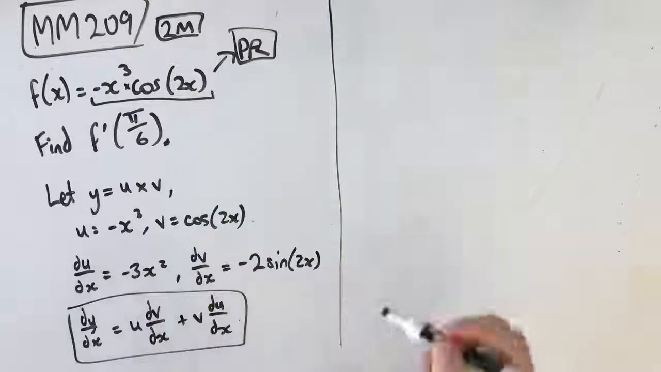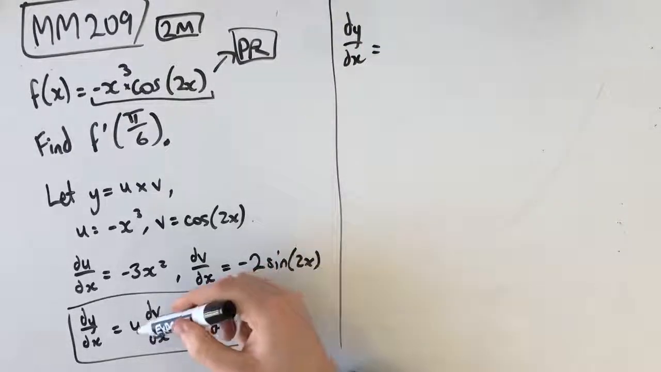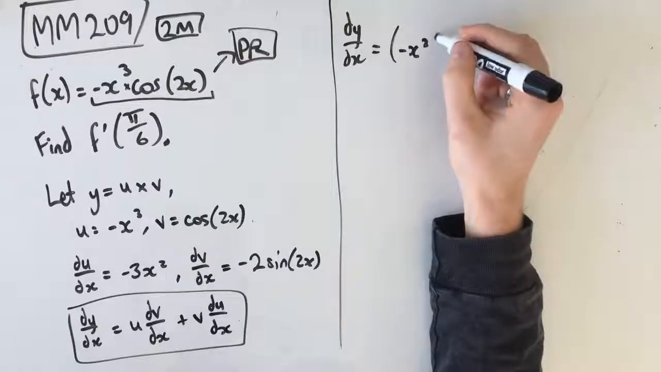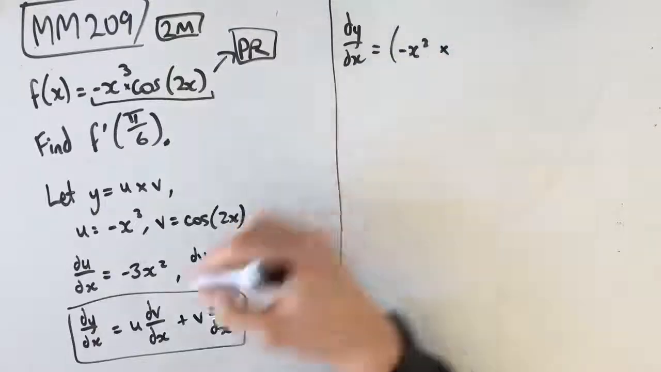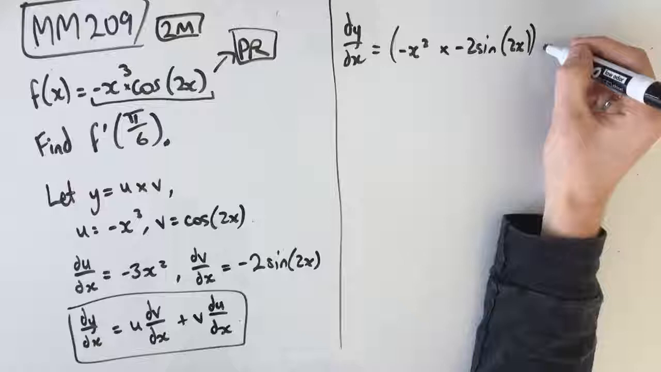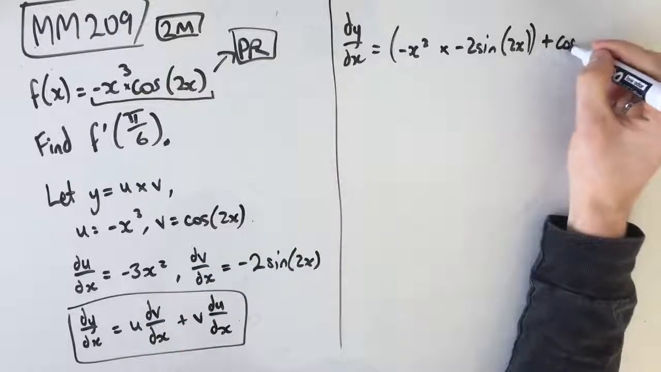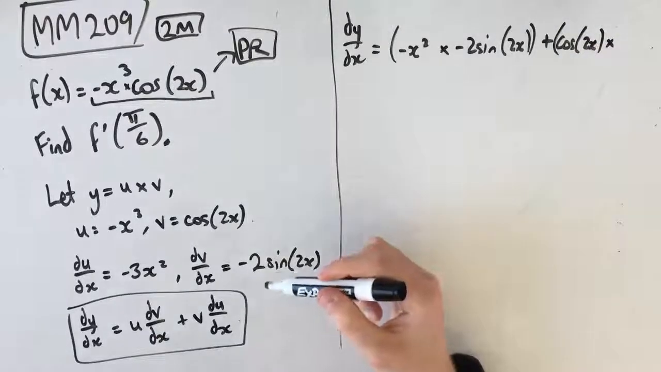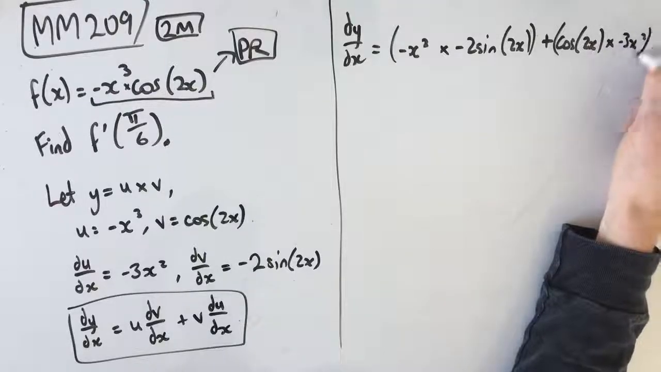So we're just going to take this, and we're going to say dy dx is equal to u, which is negative x cubed, multiplied by dv dx, which is negative 2 sine of 2x, plus v, which is cos 2x, multiplied by du dx, which is negative 3x squared. Hopefully you guys can still see that.